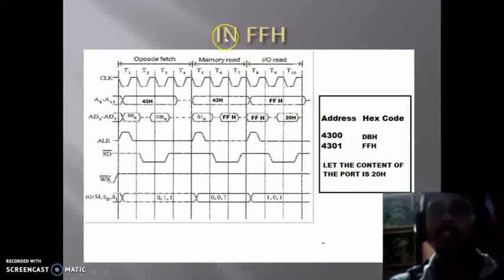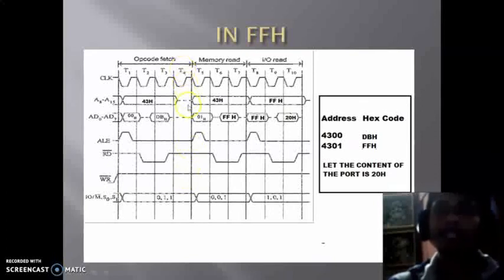Now first we will try to understand the opcode fetch operation. Here we need 4 T states, T1, T2, T3 and T4, where the higher order address 43 will be placed on the higher order address bus, the lower order address 00 will be placed on the lower order address bus, and the data DB will be placed on the data bus. At that time the read operation will happen, so the read signal will be low, and no write operation is going on throughout this opcode phase, so it will remain high.